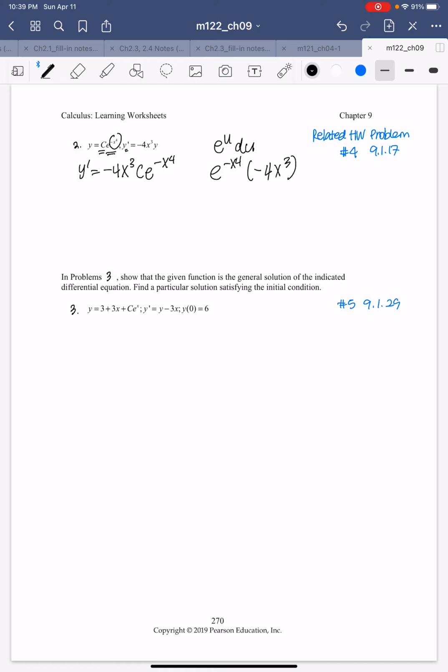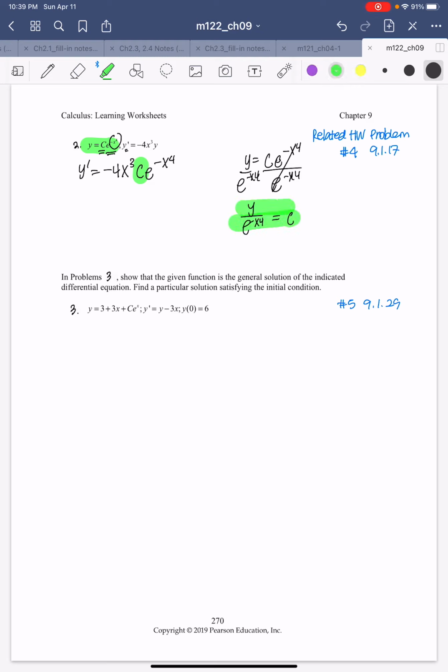Doing the chain rule. Okay, I'm going to erase this. That was my side work. Now we have a c part, right? You see the term c. I'm going to substitute that with this function here. So I have y equals c e raised to the negative x to the fourth. Divided by e to the negative x to the fourth on both sides, I'm going to have c is equal to y over e to the negative x to the fourth. That's what my c value is right over here.